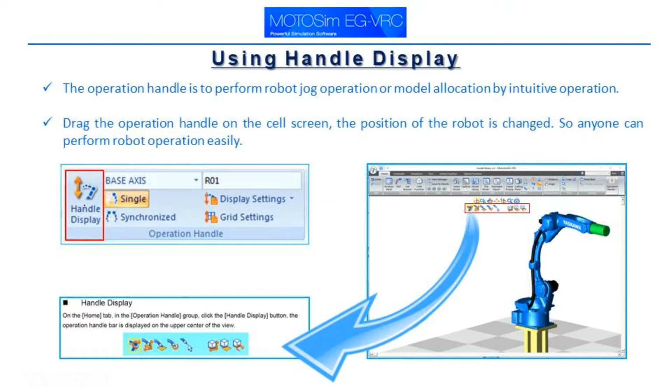Handle display. The operation handle is to perform robot jog operation or model allocation by intuitive operation. Drag the operation handle on the cell screen, the position of the robot is changed, so anyone can perform robot operation easily.